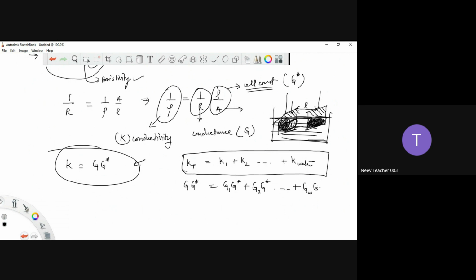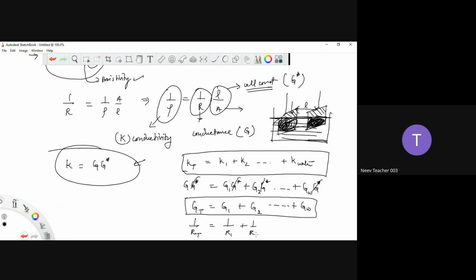G water, G star. So G star cancel out. You get conductance of electrolyte become same, summation of conductance of all electrolyte, isn't it? And what is conductance? Reciprocal of resistance. So resistance total will be what? 1 by R1, 1 by R2. And if you see this, it feels like all the electrolyte in the solution will be what?